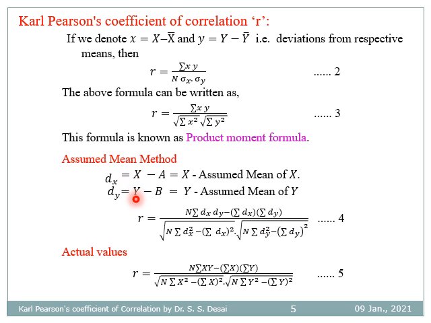When the x and y values are very small, we can use the actual observation method: r equal to n into summation of x into y minus summation of x into summation of y, divided by root of n into summation of x square minus summation of x bracket square, into root of n into summation of y square minus summation of y bracket square.